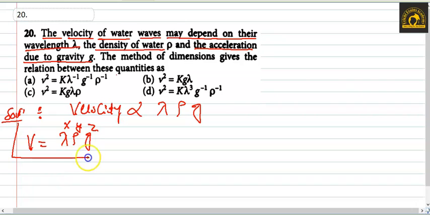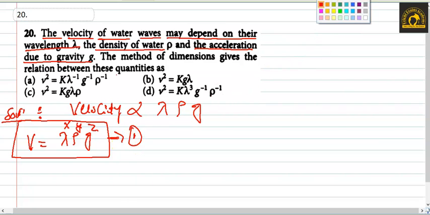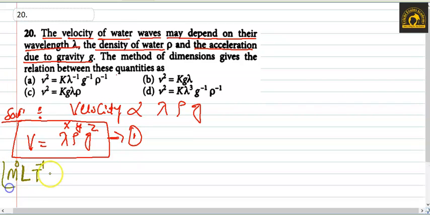Okay, so this is the equation. So what is the dimensional formula for velocity? The dimensional formula for velocity is meter per second, so that is M to the power of 0, L T to the power of minus 1. This is equal to the wavelength. The dimensional formula for wavelength is L, so L to the power of x.